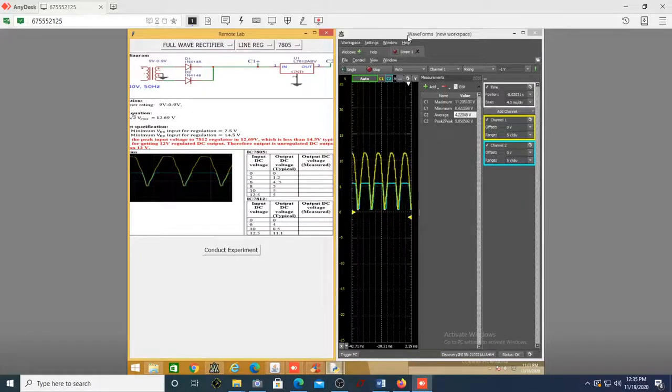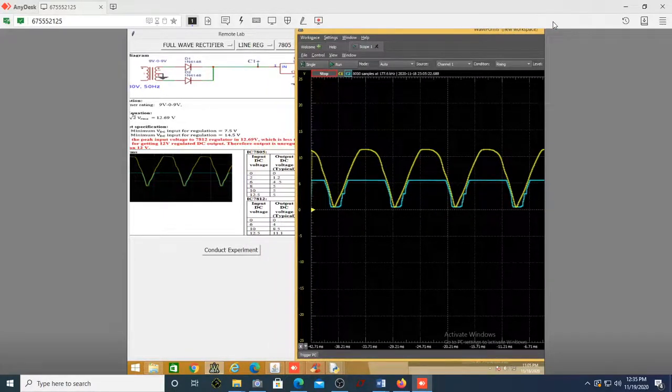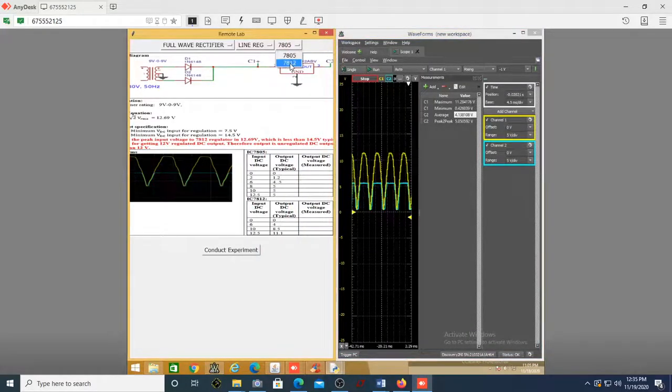You can see it is regulating at some voltage. After some voltage you can see it becomes constant here, because at a minimum of 6.8 volts, once it crosses that, it becomes constant. That's why it is stable. And we'll see how it looks for the 7812.